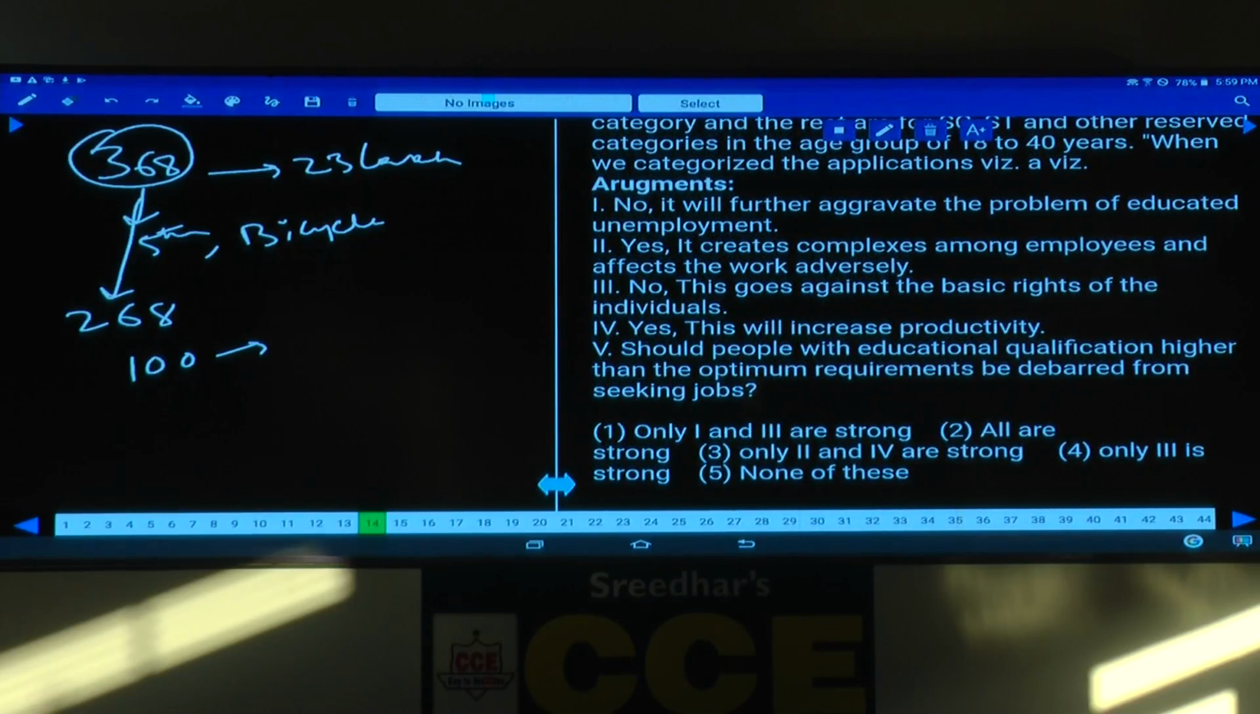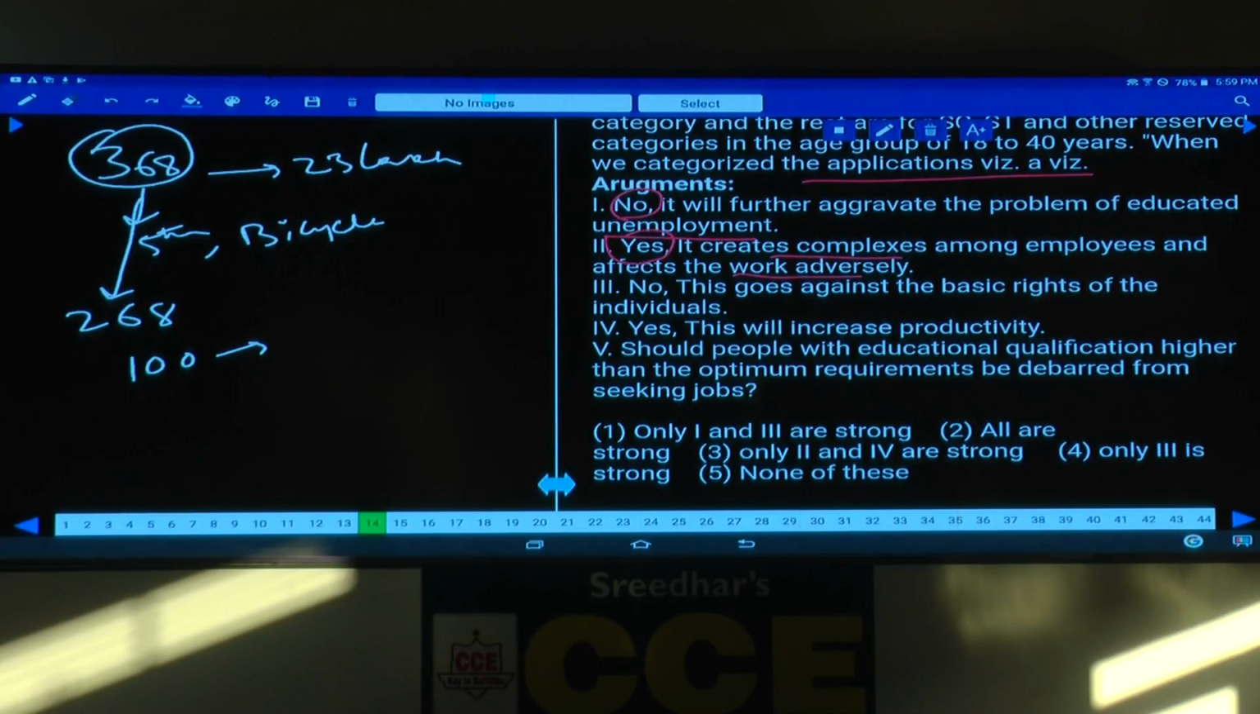Then, now what is the argument? Some arguments were given. No. No means? It will further aggravate the problem of educated employment. Will it further aggravate? Can you definitely say anything regarding this one? No. Second one, as it creates complex among employees and affects the work adversely, will it adversely work this one? No, sir. Here, yes and no is given, which implies that there has to be a question, it has to be given before this. Question involved. What should be the question here?